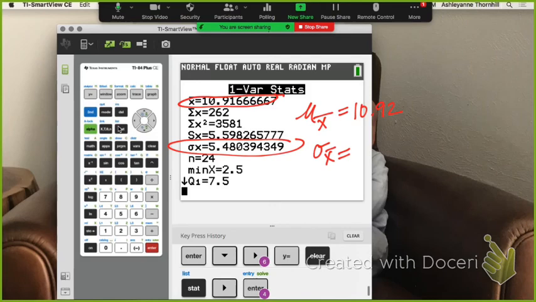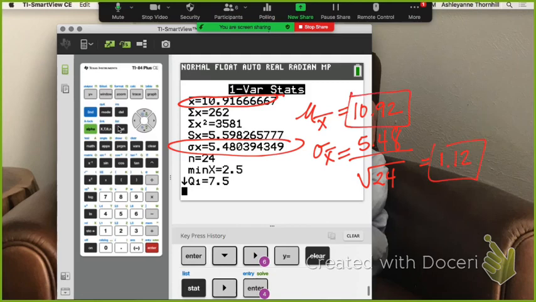So standard deviation is going to be 5.48, but it's of this sampling distribution. So for the formula, you divide by the square root of my sample size, which is 24. So I'm going to calculate 5.48 divided by the square root of 24. That's 1.12.